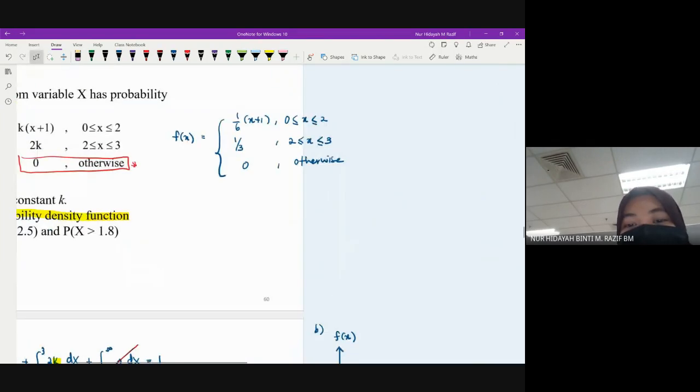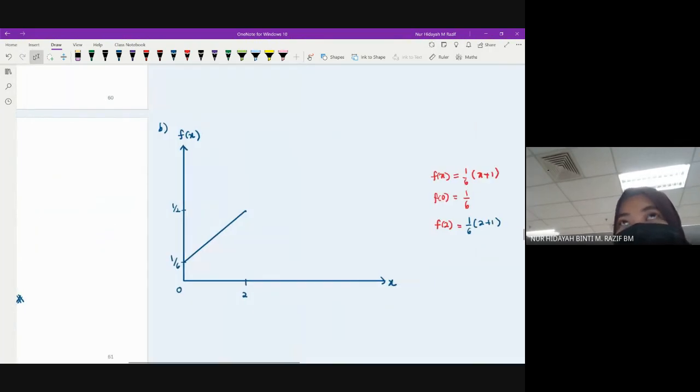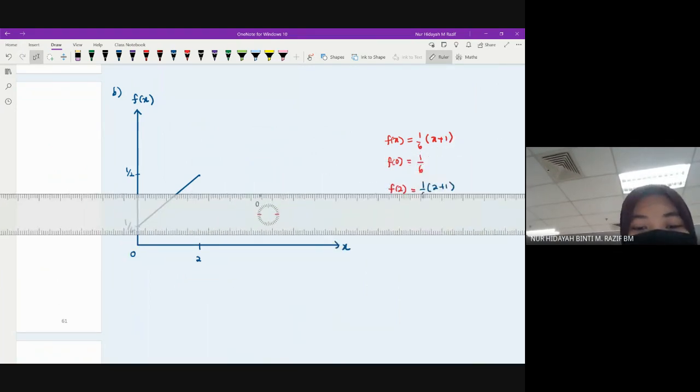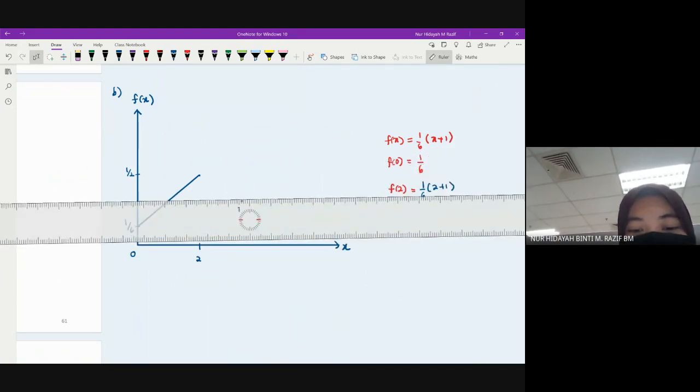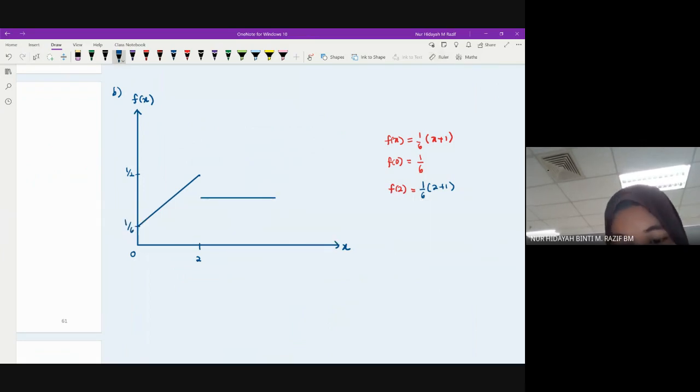Untuk daripada 2 sehingga 3, fungsi saya adalah kekal 1/3. 1/3 kat mana? 1/3 adalah somewhere antara 1/6 dan 1/2. So yang ni awak agak-agak sahaja. Awak boleh terus lukis. Okay. Let's say it is here. So awak akan dapat garisan macam ni. Ini adalah nilai 3. Okay, so label lah kat sini nilainya adalah 1/3.